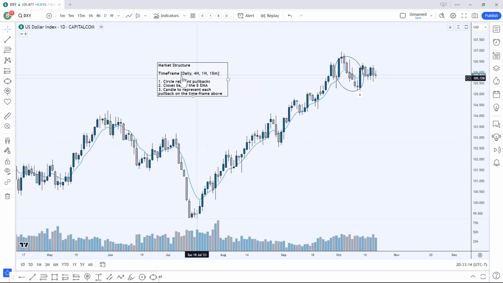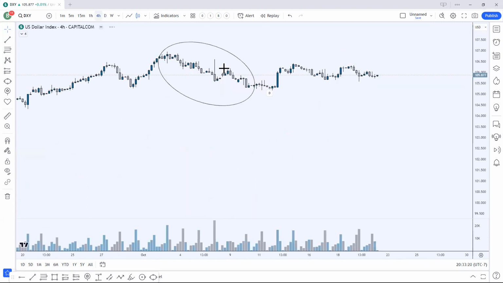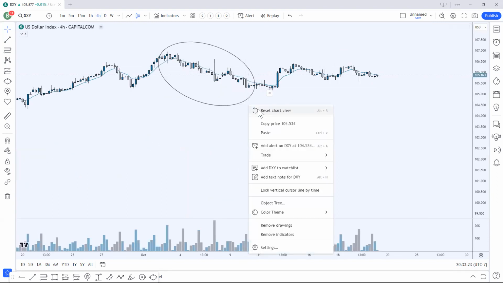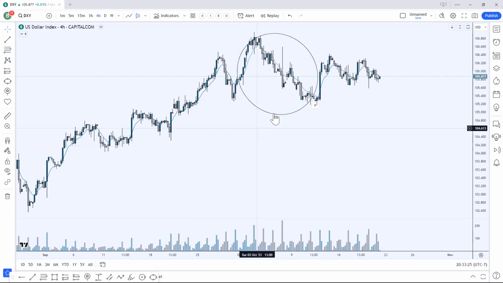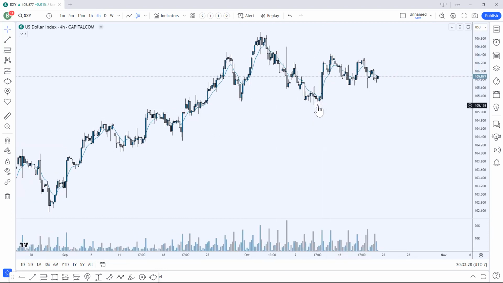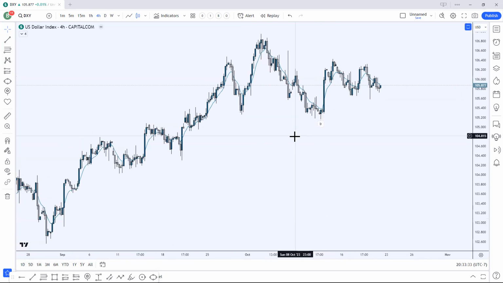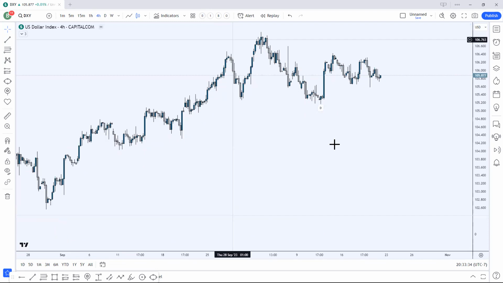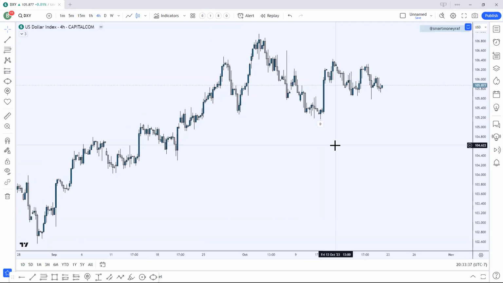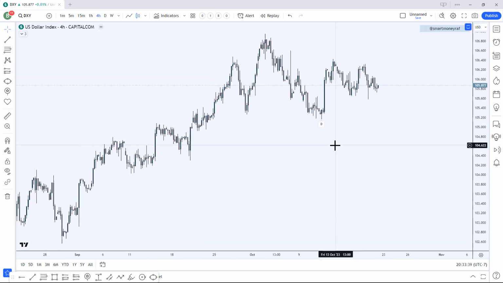Now actually, I like to start from the top down, obviously. So now let's see if we can find any valid 4-hour structures. Now that we got our daily low, this right here, you're always going to have to adjust it whenever you go down to a lower time frame from a higher one, as it's not going to show you the exact low. Whenever you go down a time frame, you have to adjust it.